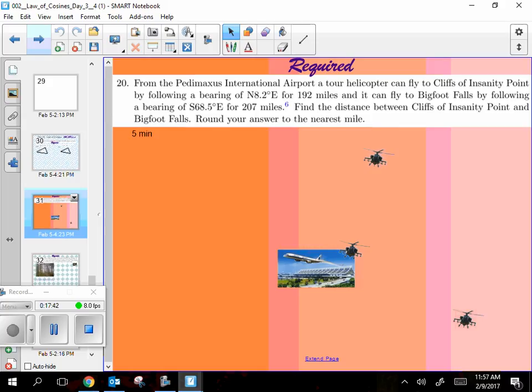And then number 20 has got a nicely set up little word problem. Don't trust that those helicopters are for sure in the right spots to give you the right angles. It's just trying to show you a triangle using bearings. If you're not good at bearings, I know some people really had trouble with this. You can talk to me about what the heck does a bearing of north 8 degrees east mean.